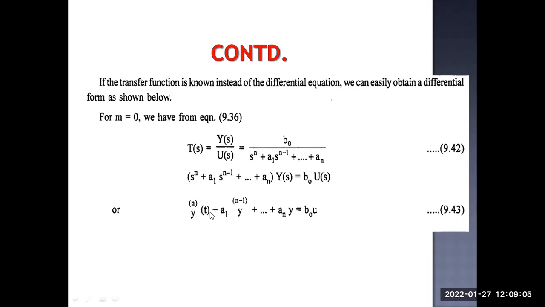This is y^(n)(t) plus a1 y^(n-1). So s to the power n minus 1 into Y(s) means this Y(s) variable is (n minus 1)th order. So this is a1 y^(n-1). Like that, plus an Y(s), so an Y(s) means this is an y, and equal to b0 into U(s), so this is basically b0 into u.